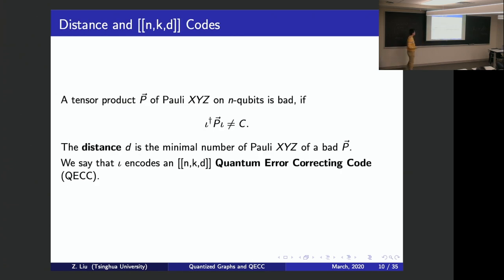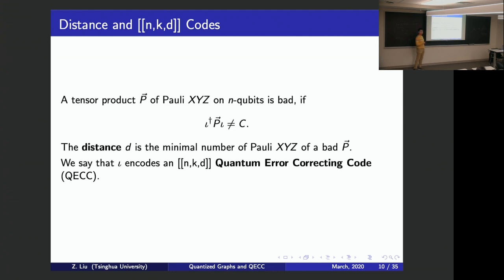So what is the distance? If you look at this word, given by a tensor product of Pauli matrices on n qubits, we say it can be corrected if this multiplication is not scalar. We say it cannot be corrected if this is not scalar. So in the previous theorem, if this is a scalar, then it can be corrected. Here we take the other way. And the minimal length of the word is called the distance of the code. So that's D.